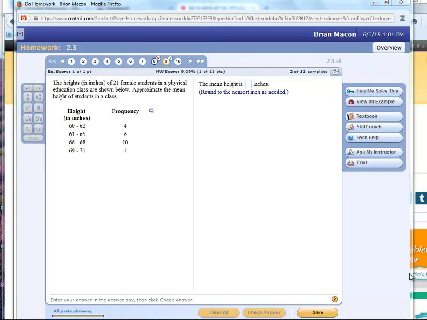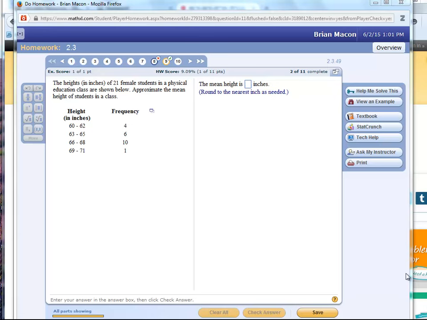Hey you guys, just want to show you a quick video on how to use StatCrunch to find a weighted mean. So I opened up a homework problem here in 2.3, and this problem is asking me to find the mean of a frequency distribution, right? So this is equivalent to finding a weighted mean, right? We don't know the exact data points, but we have the data points grouped into classes, right?